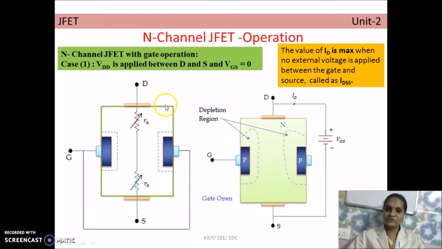And we are going for the second case, that is VDD is applied between drain and source and VGS equal to 0. See here, there is no VGS, there is no voltage applied between the gate and the source.